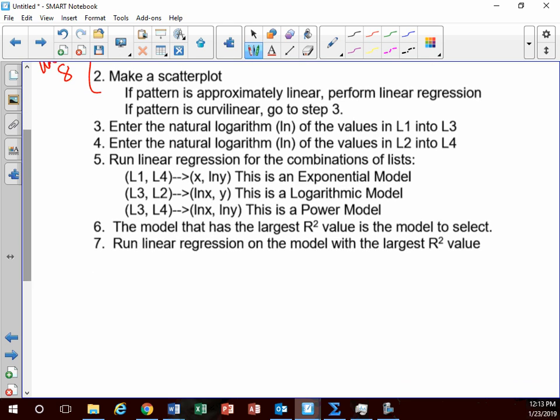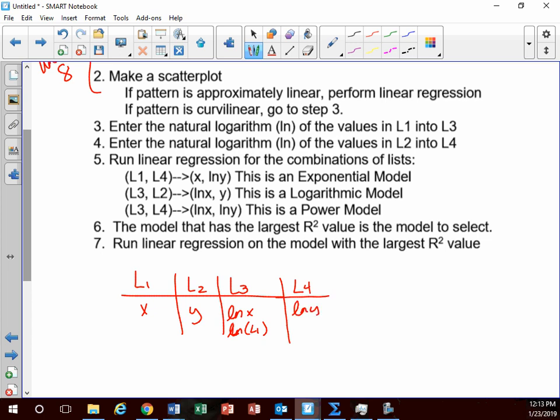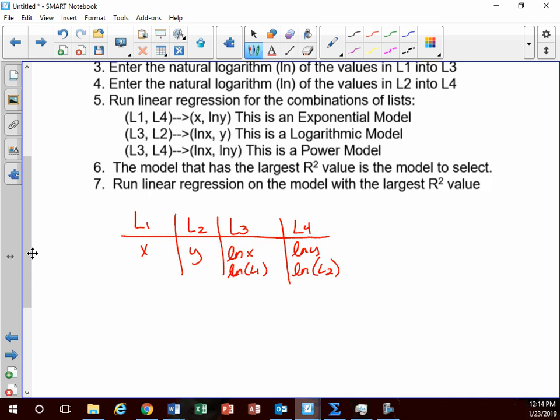So to do this, your list 1 is going to be your x values. List 2 will be y. List 3 will be natural log of x, which is really the natural log of list 1. List 4 is the natural log of y, which is really the natural log of list 2. Does that make sense? Okay, so let me just show you on your calculator what that does or looks like. See if my calculator wants to open.